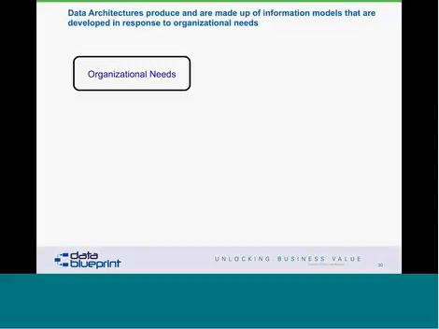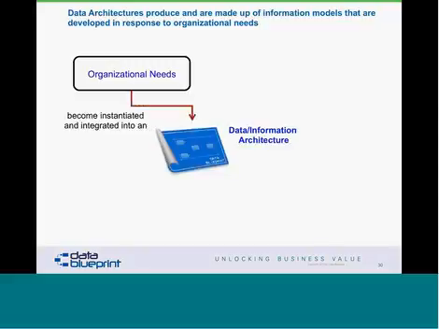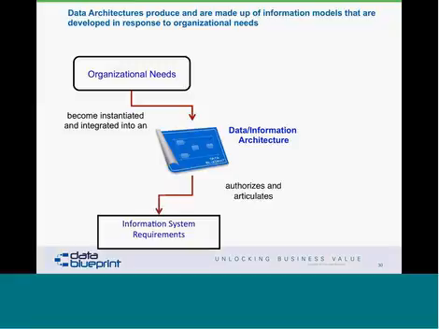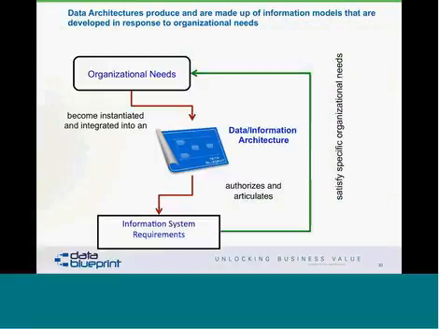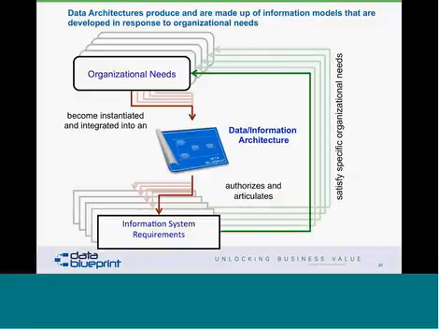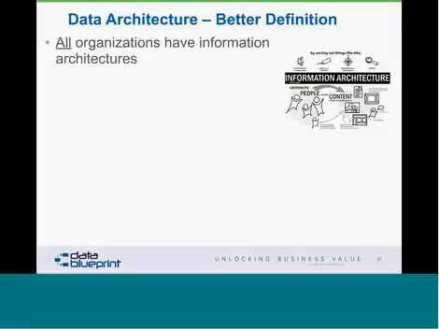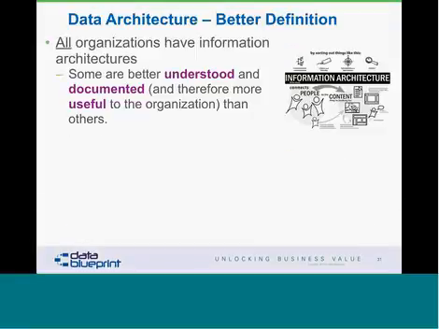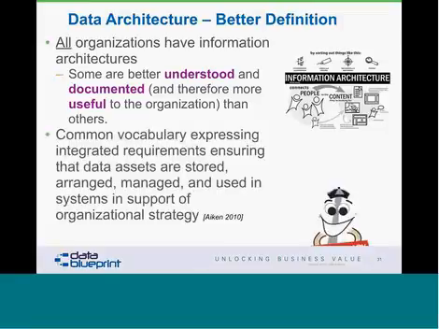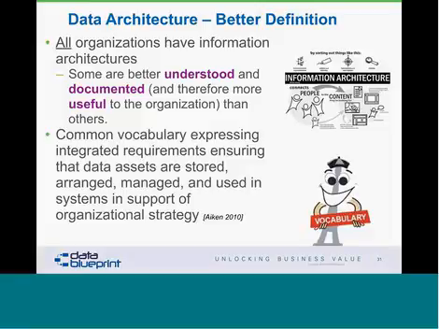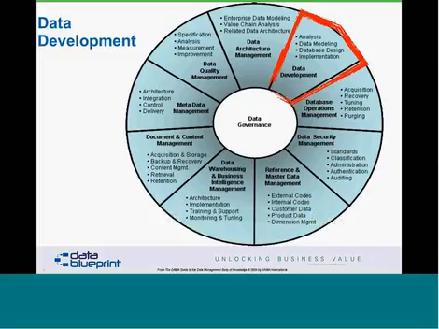The idea, of course, is that the organizational needs become instantiated into an information architecture, and this articulates specific information systems requirements. We have a feedback loop and everybody's happy, but most people think this occurs once. Actually, it's a continual process. So our better definition of architecture is that all organizations have them. The question is, is yours understood, documented, and useful? If it's not, it's going to be difficult. And if people try to figure out what it is you're doing, you're saying you're trying to come up with a common vocabulary for everybody in the organization to speak.